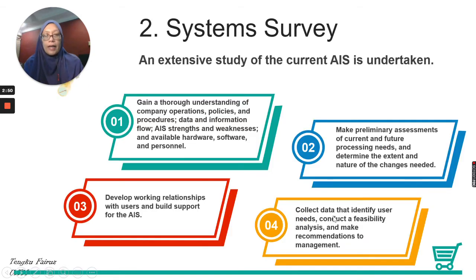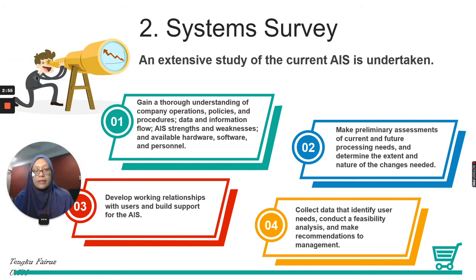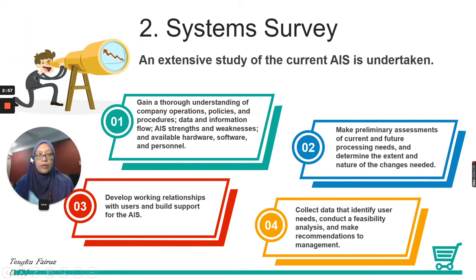The second step in the system analysis is the system survey. The system survey is the extensive study of the current AIS undertaken. They have the following objectives. They have 4 objectives in the system survey.